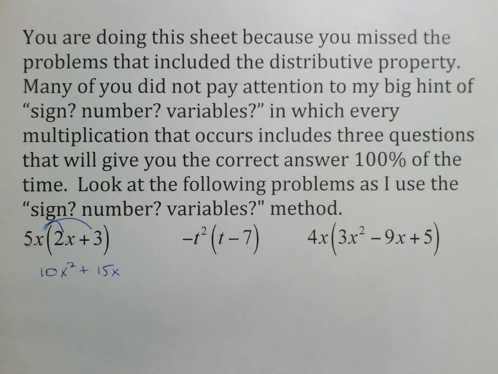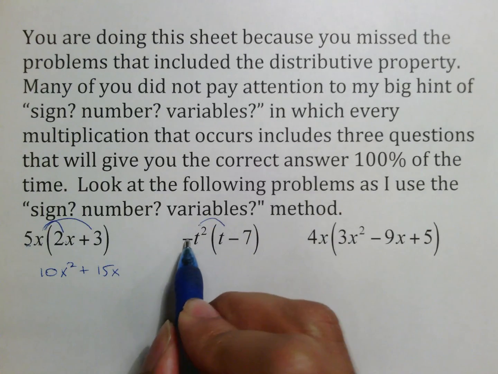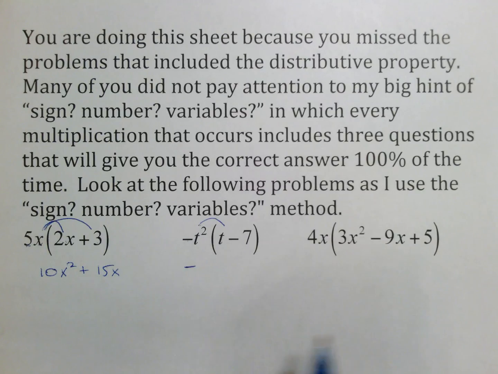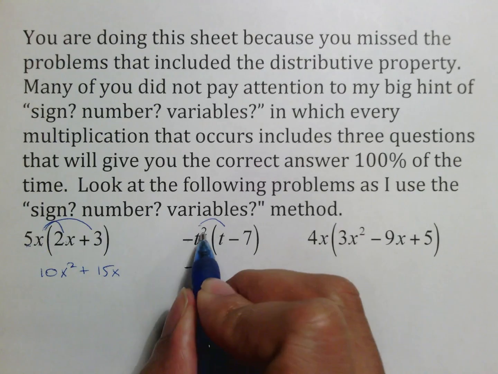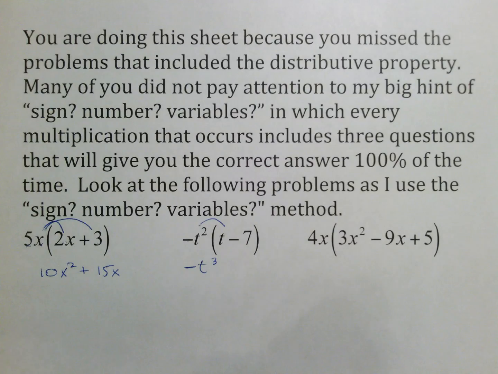What's the sign? What's the number? What are the variables? Looking at the second one. Here, what's the sign? You have a negative times a positive, which is negative. There is no number, so you don't write a number. But in terms of variables, you've got 2 t's here, 1 t there, which means you have 3 altogether.